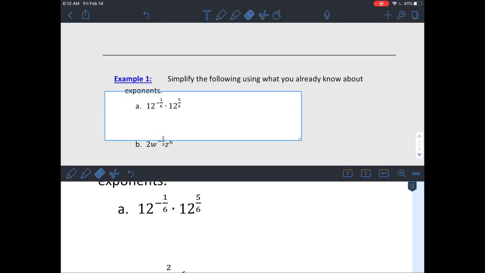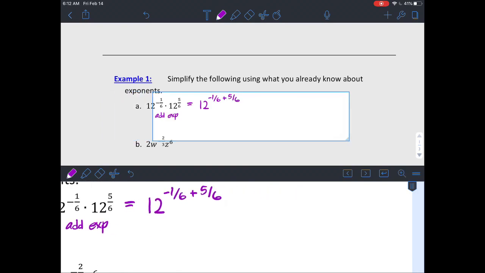Okay, so to start with, we're going to use some exponent properties. This is actually just review, except your exponents are fractions, which changes absolutely nothing. So if you're multiplying terms together, you need to add their exponents. So on this one, you'd end up with 12 to the 2/3.